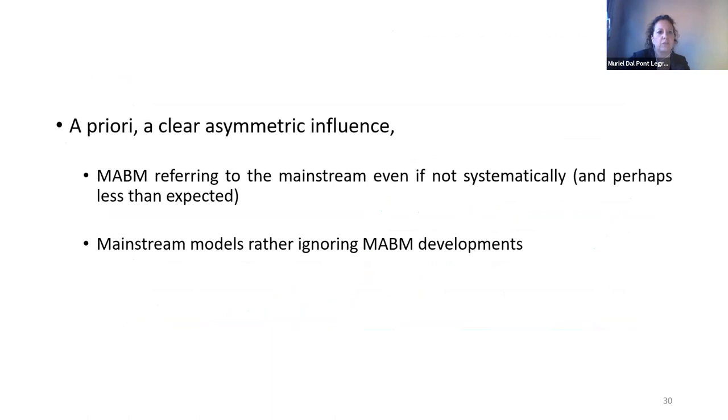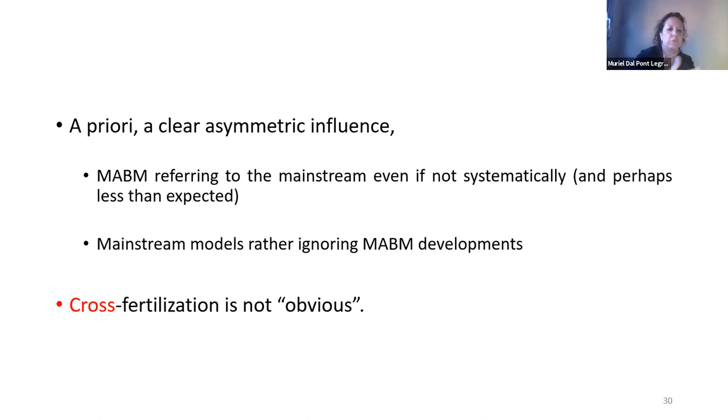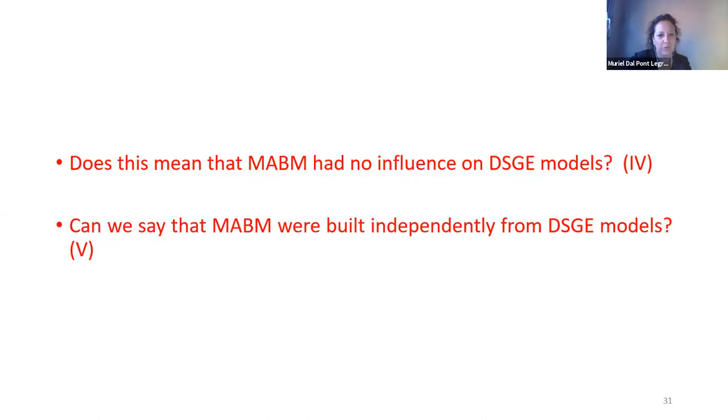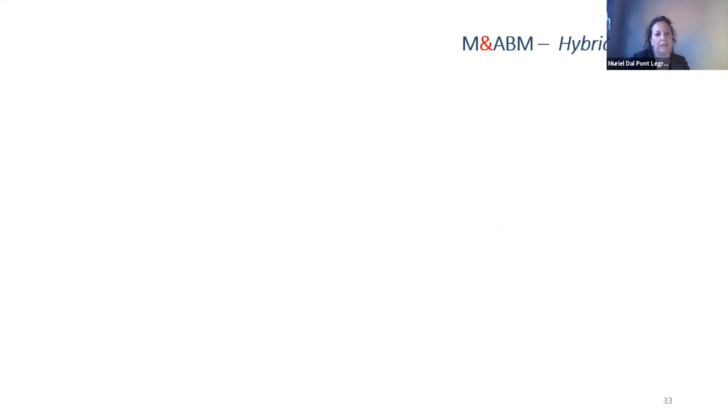So there is clearly an asymmetric influence. This is not so surprising, but what is more surprising is that there was the idea that macroagent-based models refer systematically to the mainstream because they are built in opposition to the mainstream. This is not true. They refer to the mainstream, to the DSGE. The reverse is not true, or not systematically and not that much. So cross-fertilization is not so obvious. So what does it mean? There is no influence, not strictly.